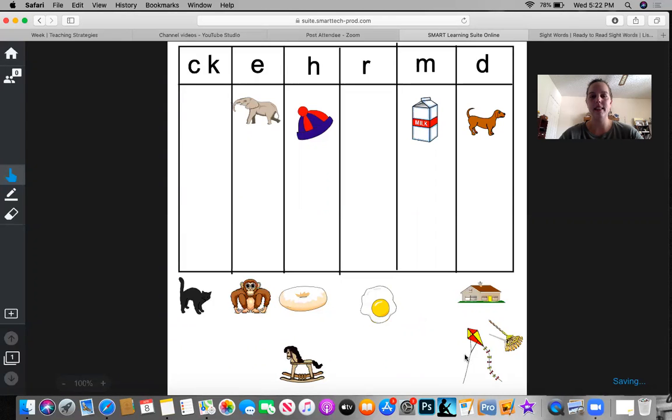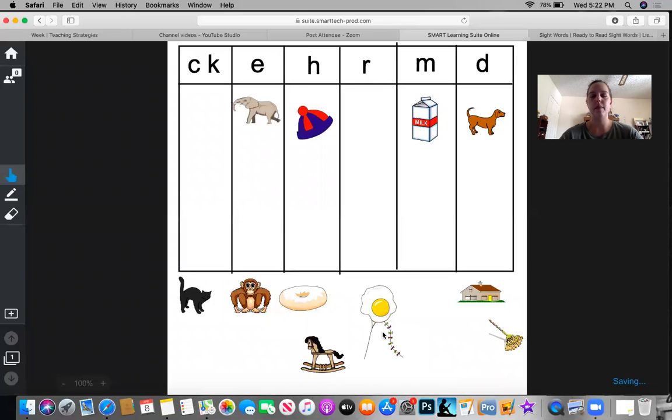What is this? Did not want to go with me. Okay, what's this? Oh, there it goes now. Maybe not. Oh my goodness. This is a kite. What sound do you hear at the beginning? K, kite. The k sound for kite goes with the letter K. Okay, what about this one?